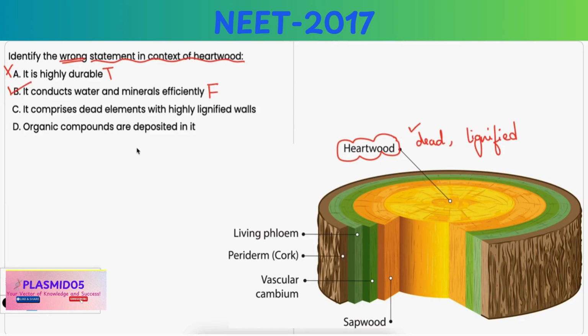Option C, it comprises dead elements with highly lignified walls. It is true, as already stated, it is indeed made up of dead cells with lignified walls. Hence, it is incorrect option. Option D, organic compounds are deposited in it. It is also true. Organic compounds such as tannins, resins are deposited in heartwood. Hence, it is incorrect option.